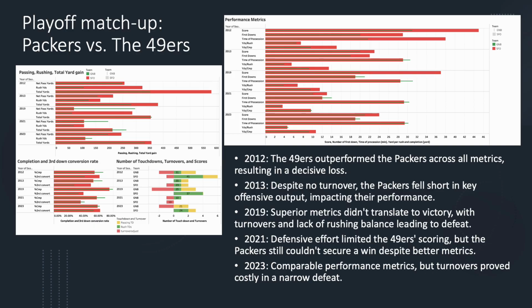Let's go to the analysis. In 2012, the 49ers outperformed the Packers across all metrics, resulting in a decisive loss. In 2013, despite a closer score, the Packers fell short in key offensive output, impacting their performance. In 2019, superior metrics didn't translate to victory, with turnovers and lack of rushing balance leading to the defeat. In 2021, defensive effort limited the 49ers' scoring, but the Packers still couldn't secure a win despite better metrics. In 2023, comparable performance metrics, but turnovers proved costly in the narrow defeat.